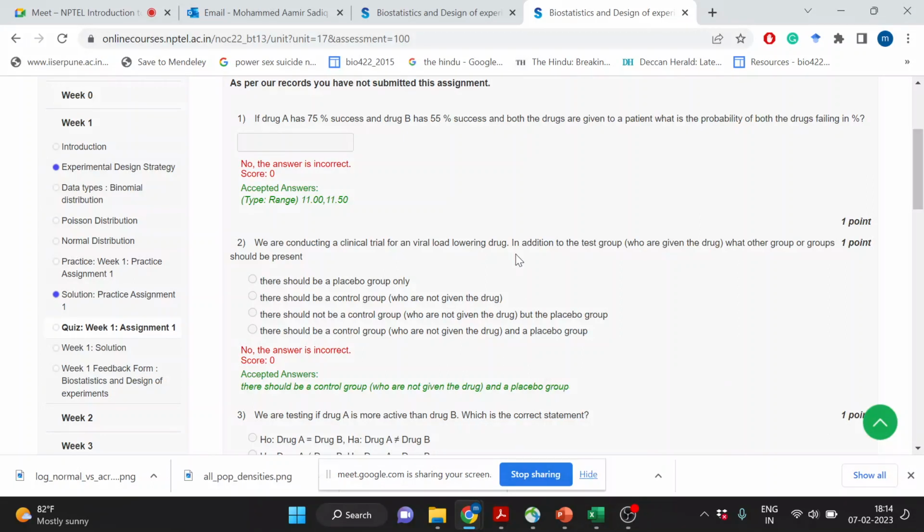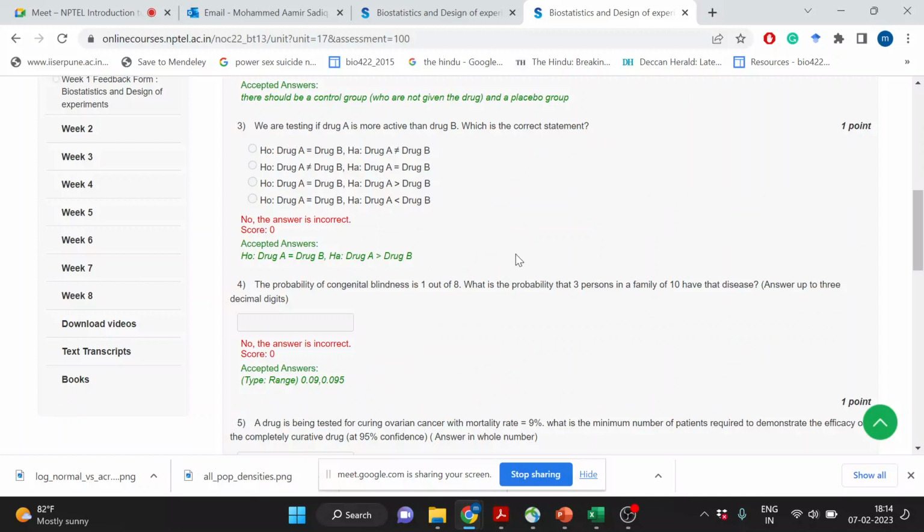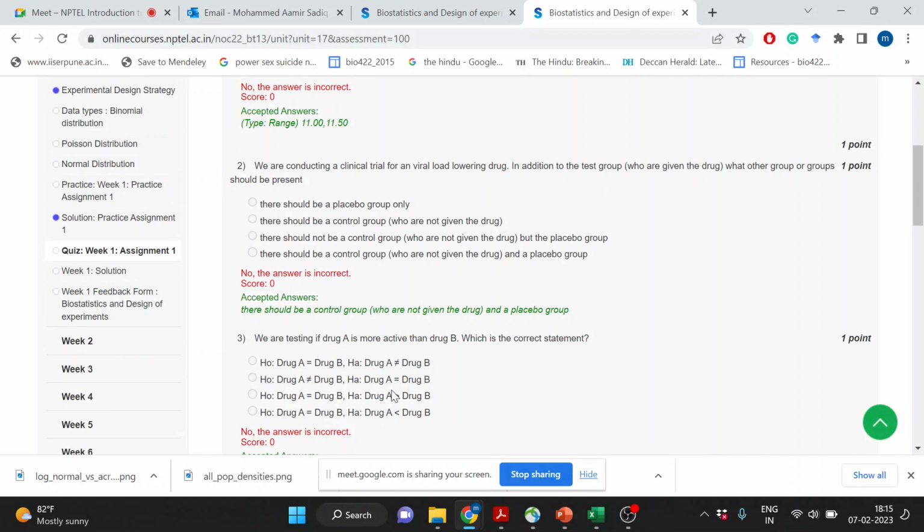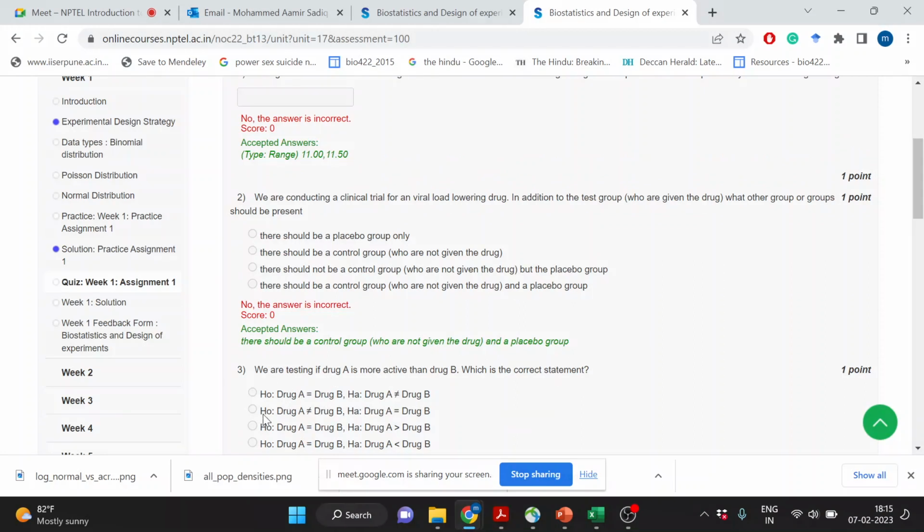Okay. Let's go on to the third question. Given that we are testing if drug A is more effective than drug B, which of these statements are correct? So your H naught here is your null hypothesis that both drug A and drug B are the same. HA is your alternate hypothesis, and this could be any of these things. So which do you think is the correct statement among these four, which tells you that drug A is more effective than drug B?